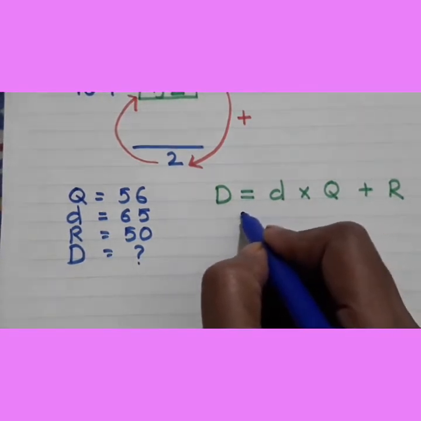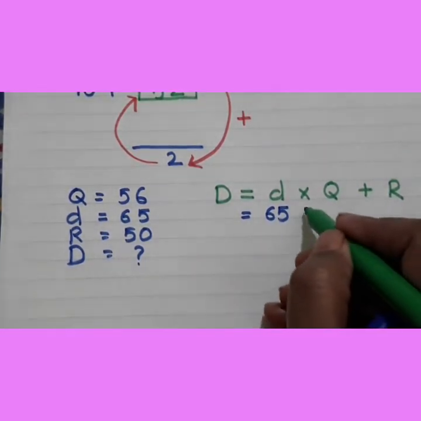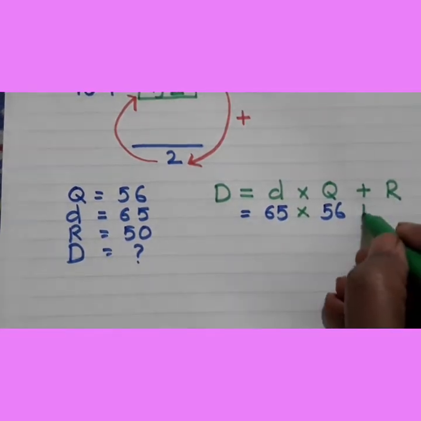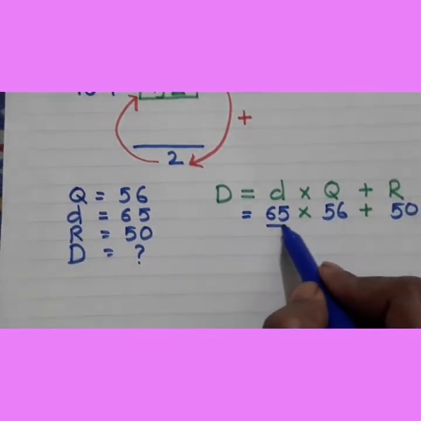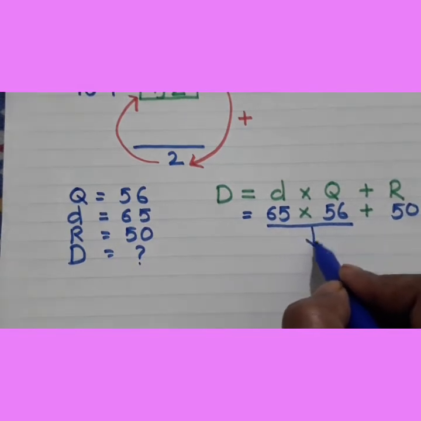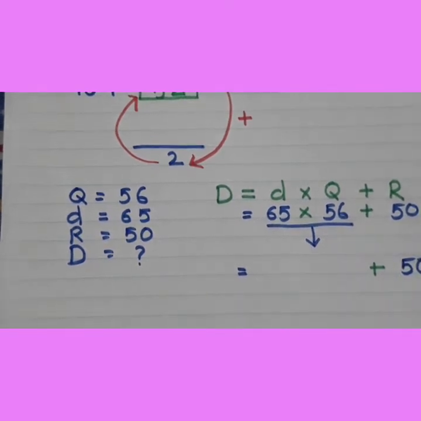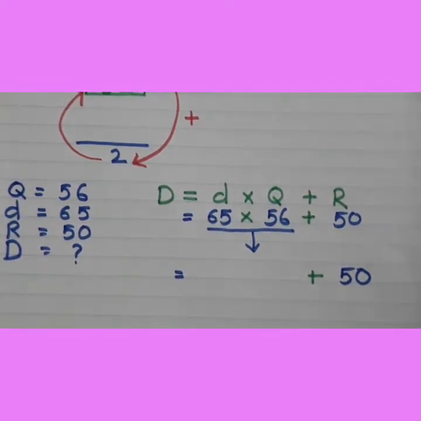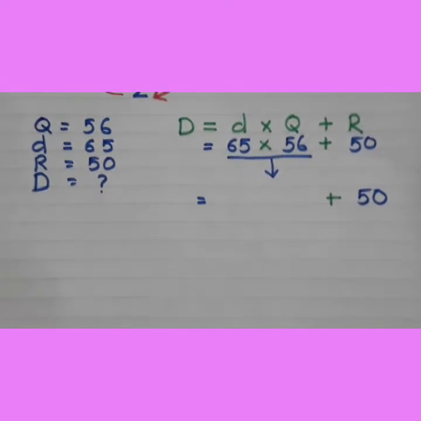What is the divisor here, children? It is 65. And what's the quotient? It is 56. And what's the remainder? The remainder is 50. So what should we do? We will first multiply these two numbers, get the answer, and whatever answer we get, we are going to add 50 to that. Now, you know how to multiply a two-digit number. We have already finished with multiplication. Am I right? So let me do the rough work for you.